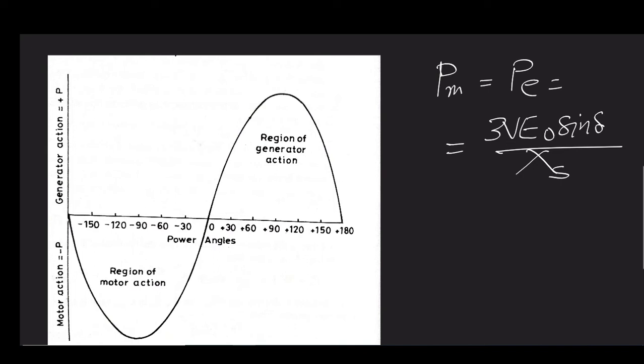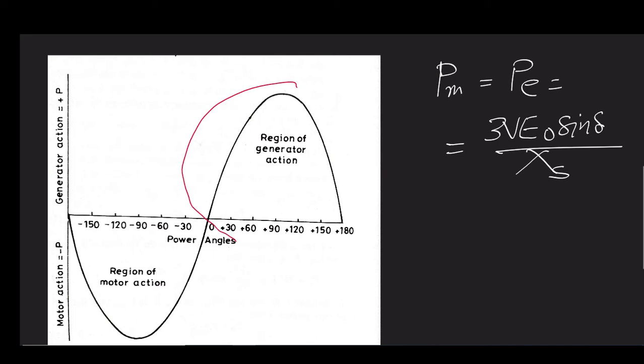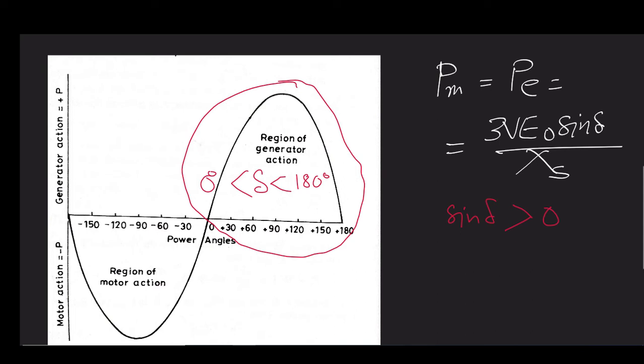So what we are getting here is, if we consider the first half, that is very interesting, in this region when delta is varying from, then we will have sine delta greater than 0, right, in this region. So this is maximum when delta is equal to 90 degrees.